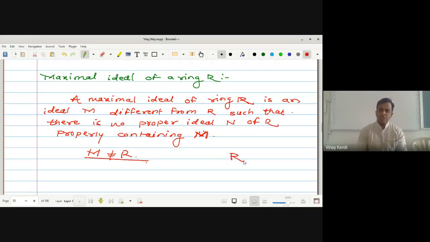म्हणजे तर तुम्ही म्हणताल जर m इज इक्वल टू आर असेल, या m च्या आणि r च्या मध्ये कोणी येत नाही, मग हा स्वतःलाच आर हा काय झाला, स्वतःच मॅक्झिमल आयडियल होतो असं म्हणायचं, असं म्हणताल तुम्ही. So hence here given as m is different from R, such that there is no proper ideal n of R properly containing m.